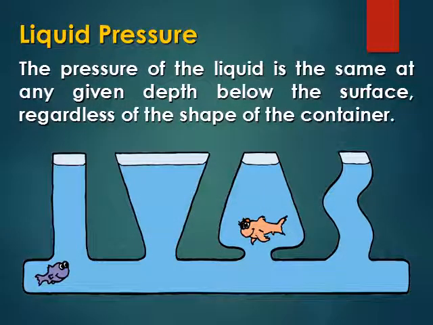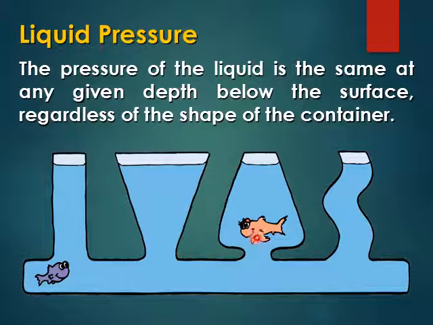Now, if we look at the concept of liquid pressure, the pressure of the liquid is the same at any given depth below the surface regardless of the shape of the container. So, for example, we have two fish moving in an aquarium that has this kind of shape. If you notice, the water level in this container is the same.